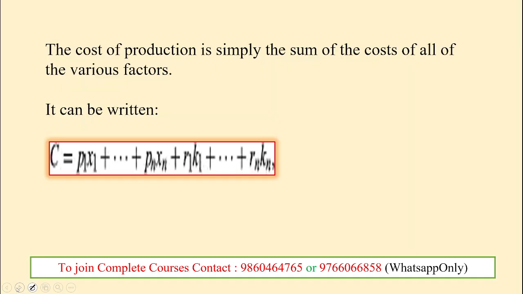Clear? Then the cost of production is simply the sum of the costs of all the various factors. So here the various factors are added to get the cost of production, and it is shown that C = P1x1 + ... + Pnxn + R1K1 + ... + RmKm. These are the various factors that we use to produce a particular amount of output. So C denotes the cost of production.